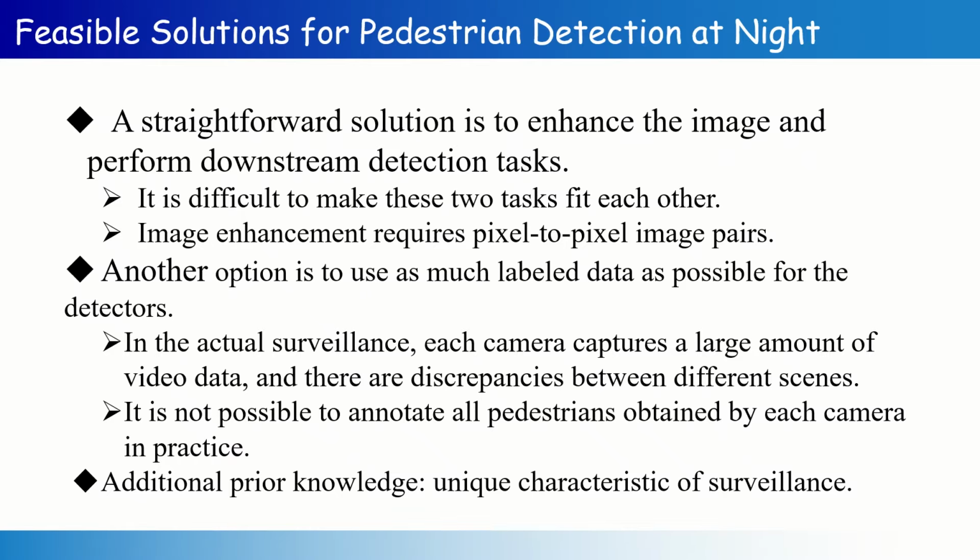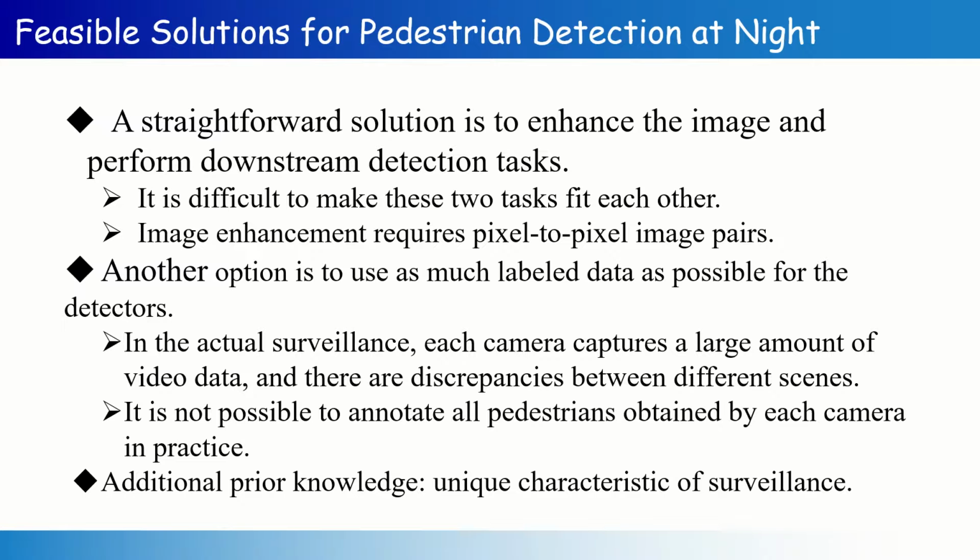A straightforward solution to this specific problem is to enhance the image and perform downstream detection tasks. It is difficult to make these two tasks fit each other, due to diverse targets and constraints. Besides, image enhancement requires pixel-to-pixel image pairs for low light and normal light to learn the degradation and constraint relationships between them. It is difficult to obtain such image pairs in surveillance scenarios.